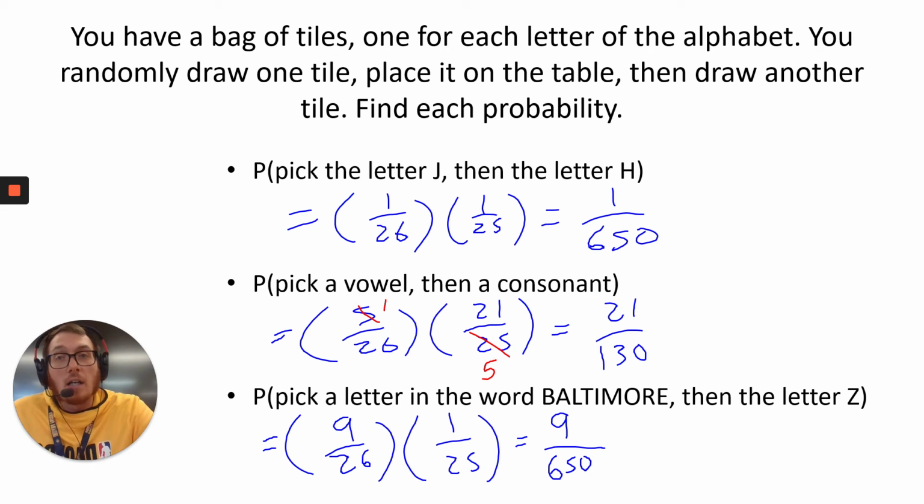This one says draw a tile from a bag, one for each letter of the alphabet. You're going to draw one, place it on the table, then draw another one. That's the idea of drawing 2 at the same time or without replacement. So this is pick the letter J, so 1 out of 26. Then the letter H, 1 out of 25 because the letter H is still in there, but there's only 25 to choose from because you took 1 out. And that would give me 1 out of 650.